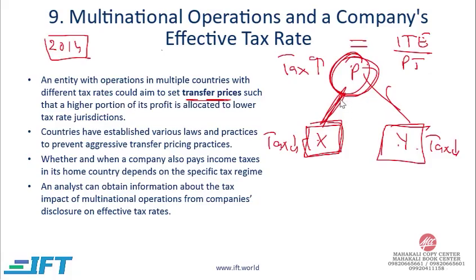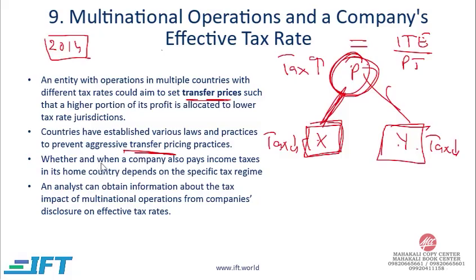Obviously, companies will try to establish transfer prices that minimize taxes. So if possible, the pricing will be set such that the tax exposure or the tax liability is in countries with lower tax rates. By doing so, a company can reduce its overall tax expense. However, countries obviously do not like this sort of strategy. So many countries establish laws and practices to prevent aggressive transfer pricing strategies. By aggressive in this context, we mean pricing strategies that try to minimize taxes.